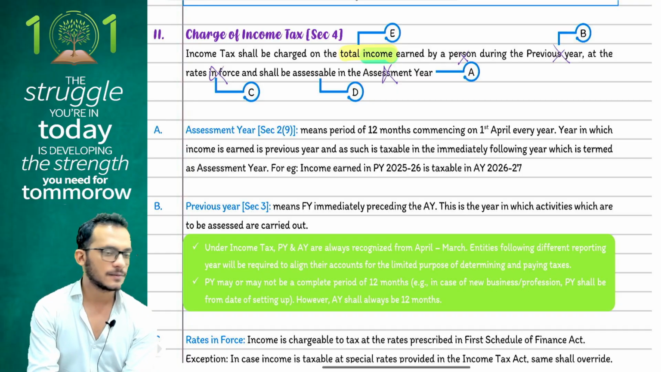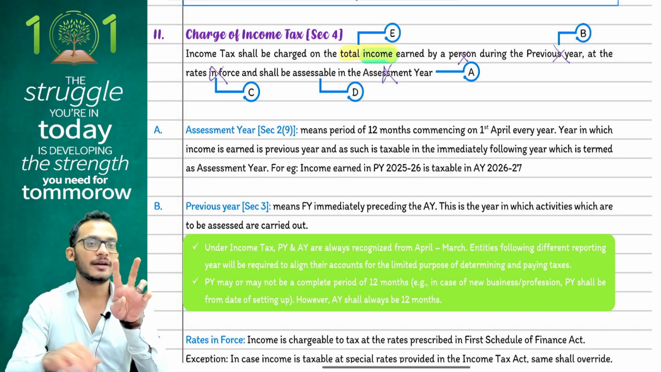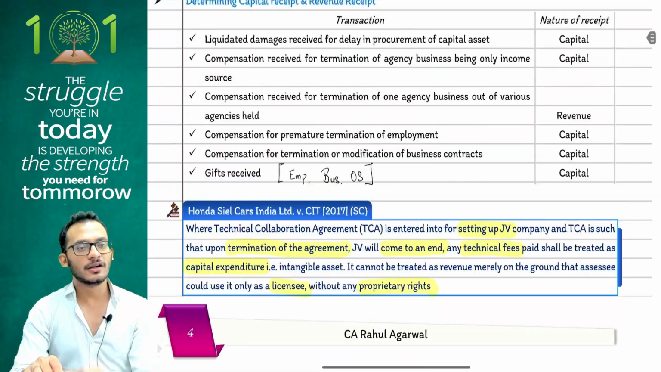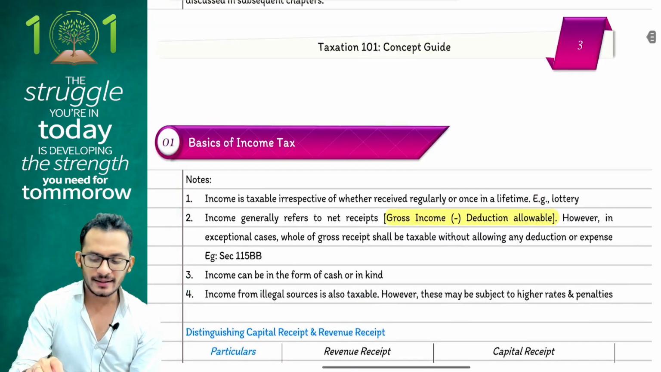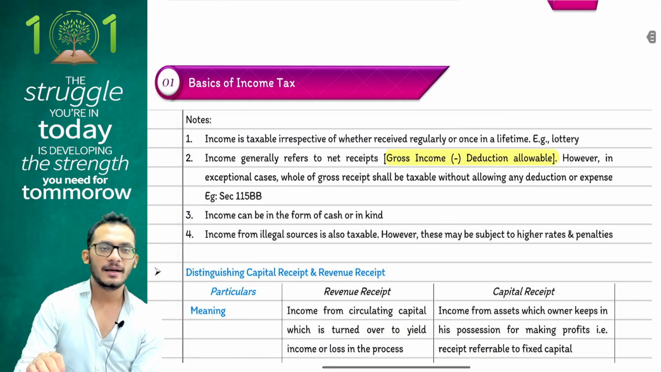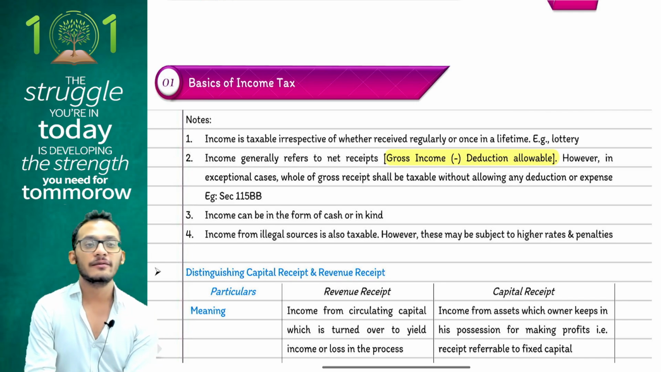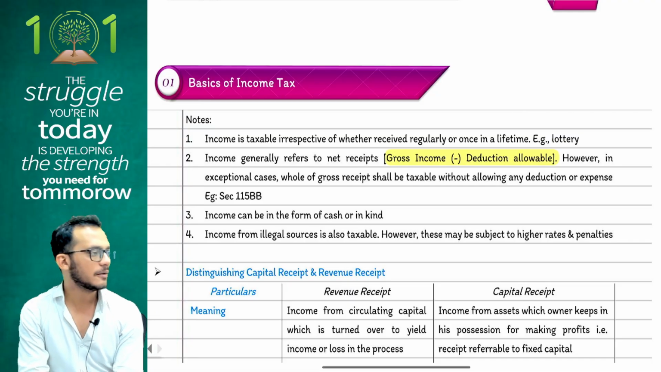Then we started discussing what is called income. We discussed that when it comes to income, income can be in cash or in kind. Income can be legal or illegal. Income can be one time or regular. It does not matter. Income is always revenue minus allowable expenses.